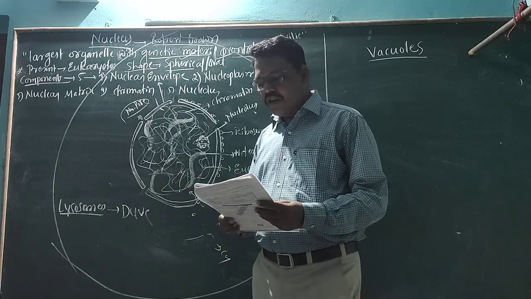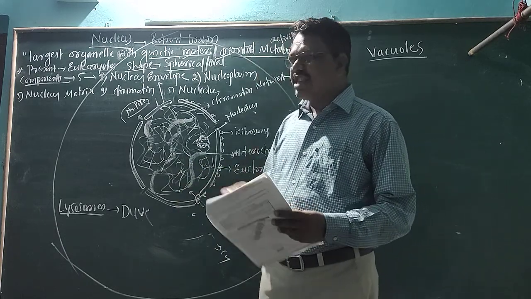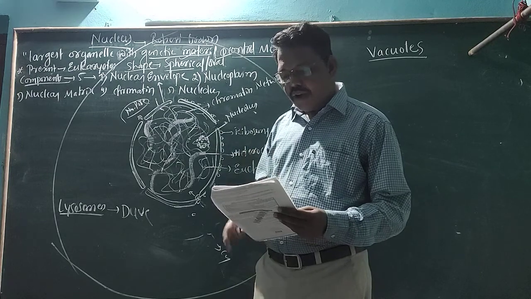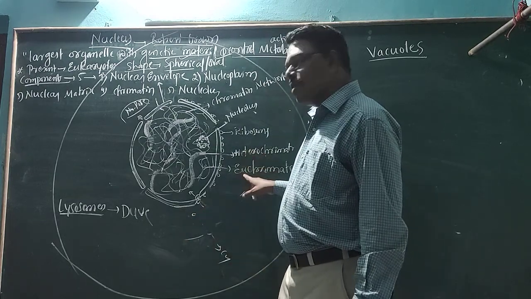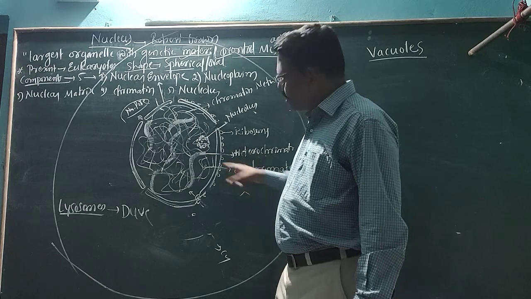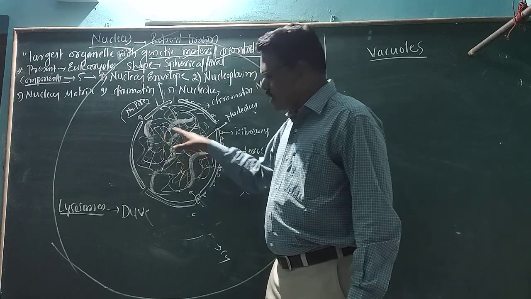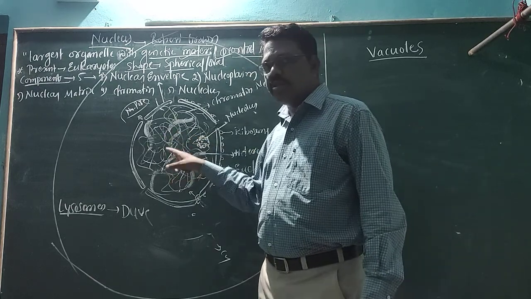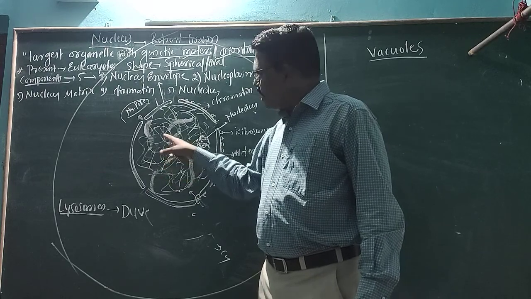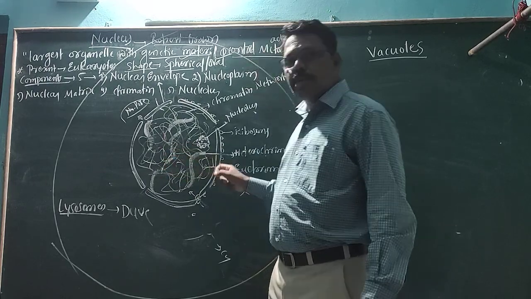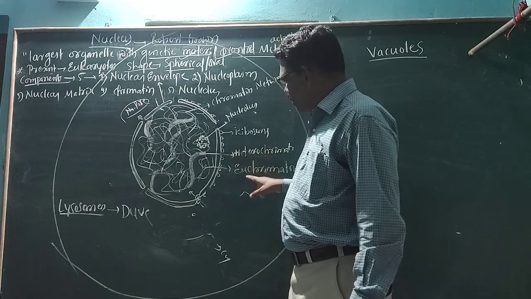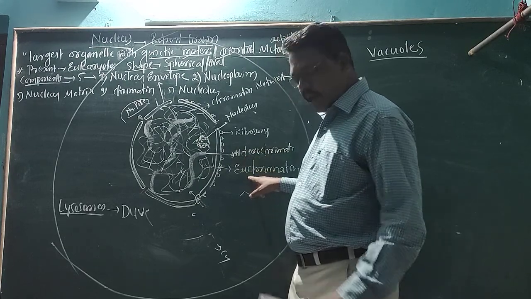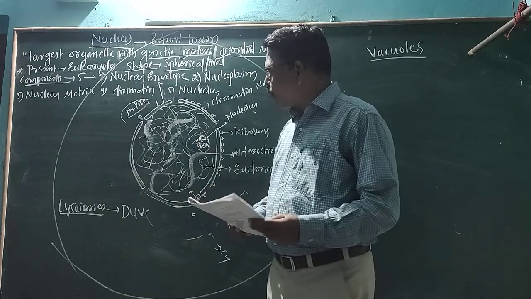Okay, then based on the degree of staining, we classify it into two types of chromatin. First one is what? Heterochromatin. Second one is what? Euchromatin. All these thread-like structures are called chromatin. Then that chromatin will be classified into two types. First one is heterochromatin, then the euchromatin. Okay, have you got it? The first one is heterochromatin.